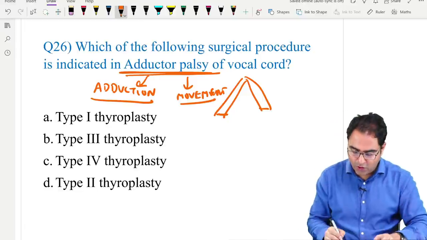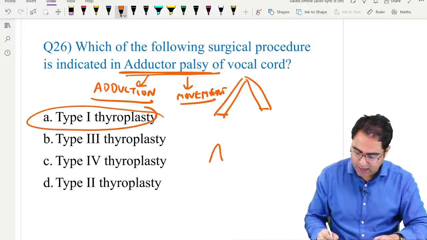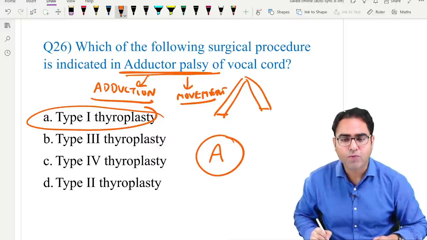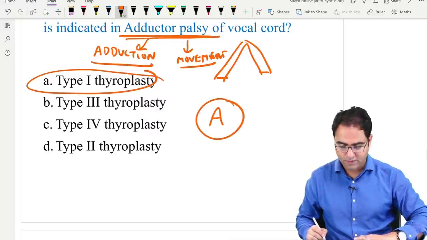And what is medialization called? Type 1 thyroplasty, beta. A. Okay, beta, fine. So the answer is A, type 1 thyroplasty or medialization. Very good. Very good, beta.